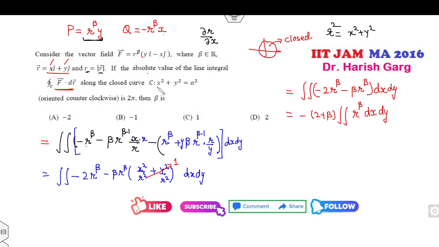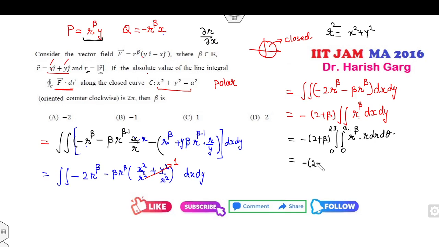Otherwise, because it's a circle, I can change into the polar coordinate. If I change into the polar coordinate, this value will be minus, this is my r raised to power beta, this is r dr into d theta. Now you can integrate them with respect to r. Limits are my 0 to a and 0 to 2 pi.